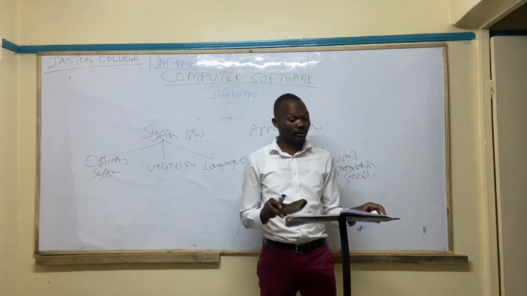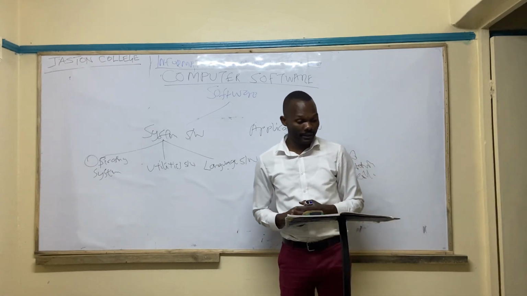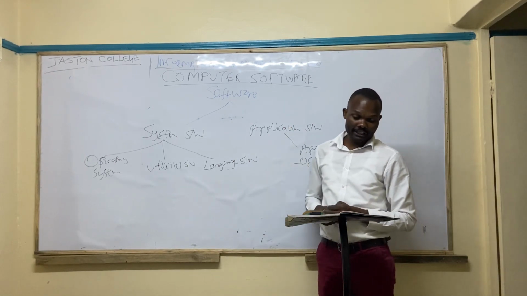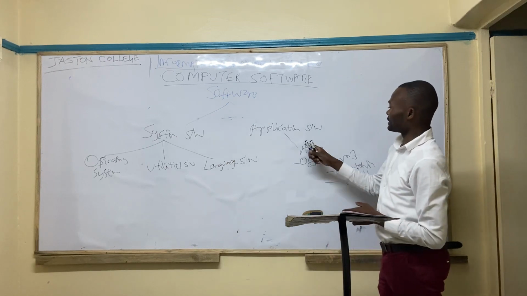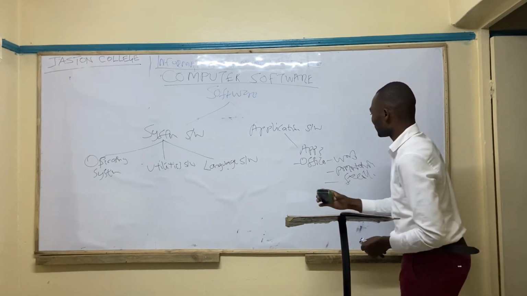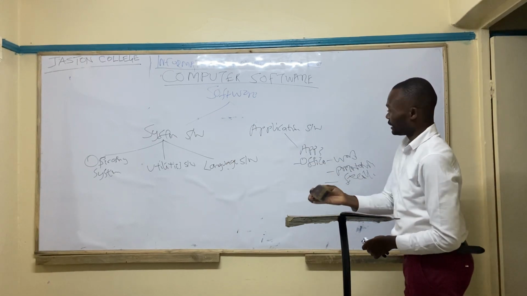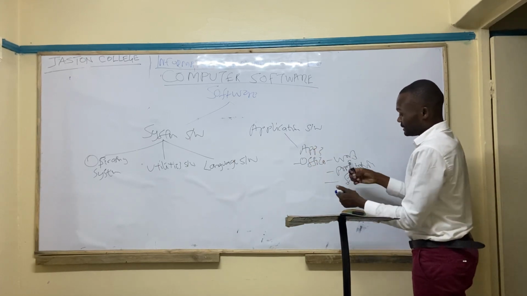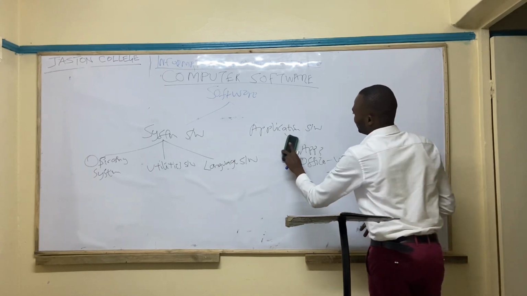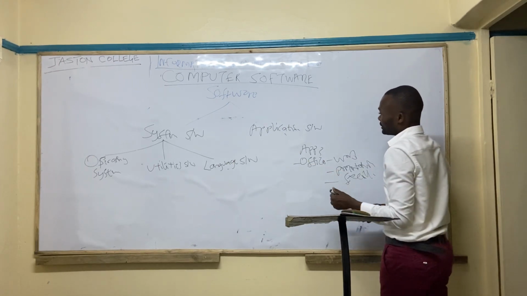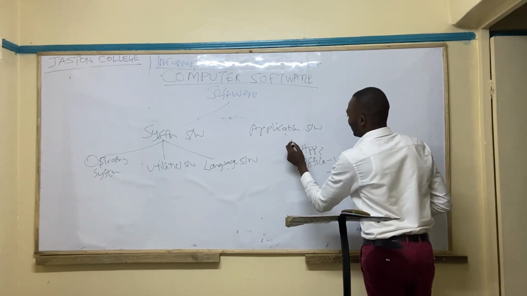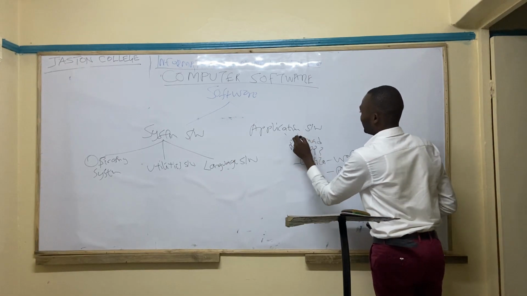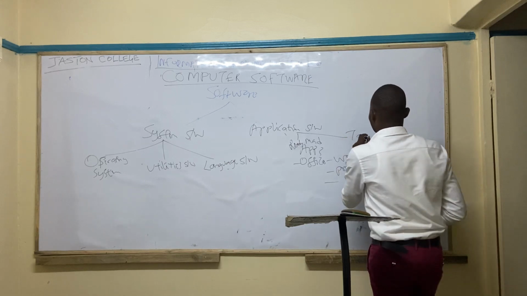What is the next thing we want to discuss? Application software is divided into two. There's ready-made and then there's tailor-made. I forgot about that. So we just put it here: ready-made, and then we have tailor-made.